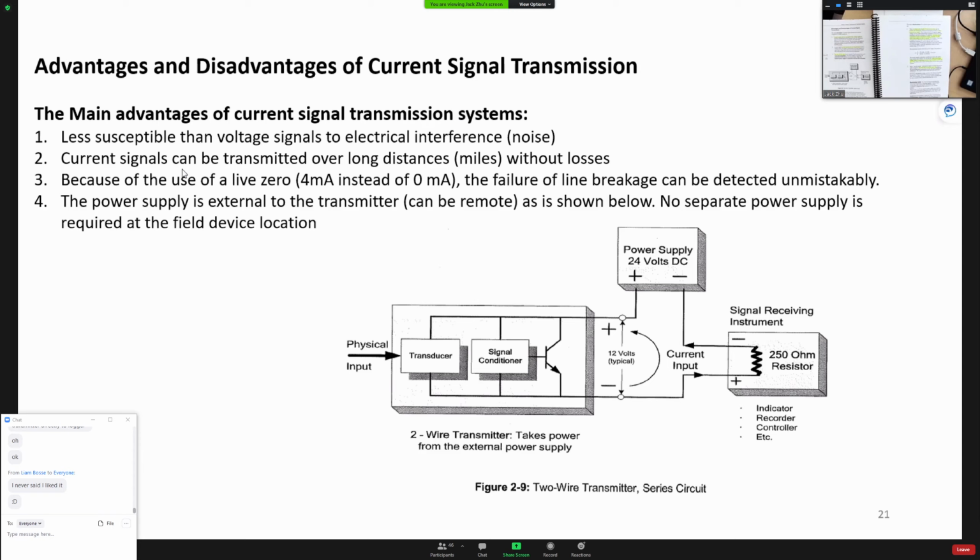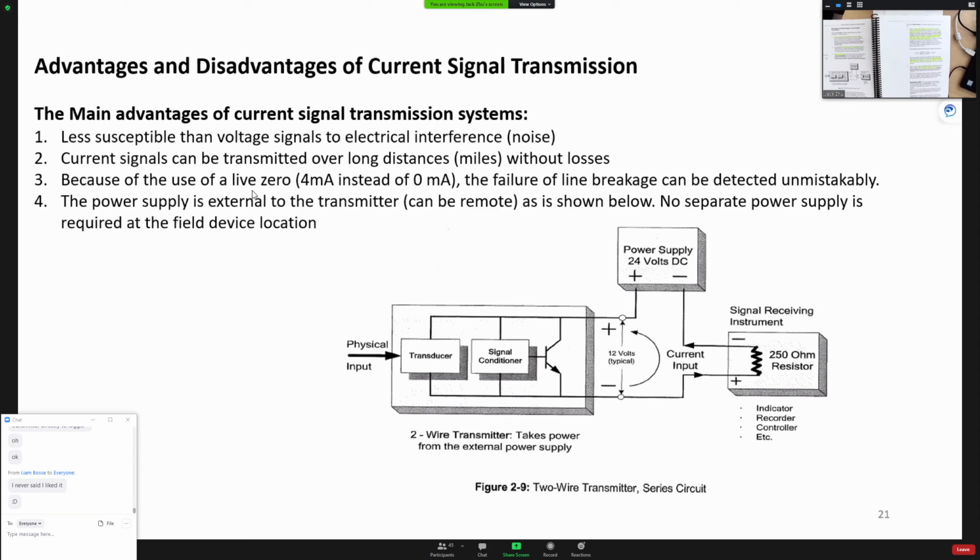Second, the current signal can be transferred over long distance without losses. If you're using the voltage signal, you have to subtract the voltage drop on the wire from your input signal to get your output. The current will also create a voltage drop on the wire, but if you keep a constant current after proper arrangement, the wire resistance is not going to affect the current in the system too much.